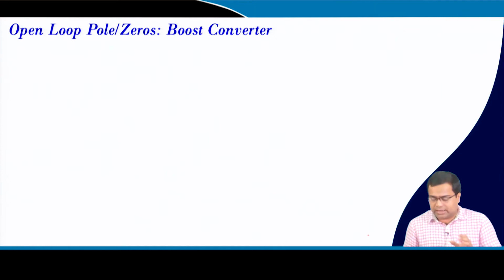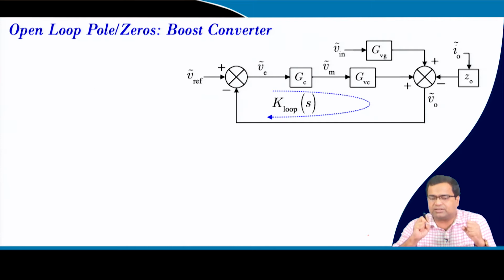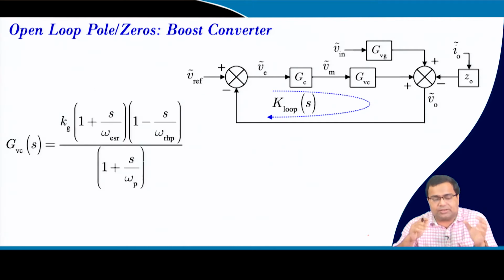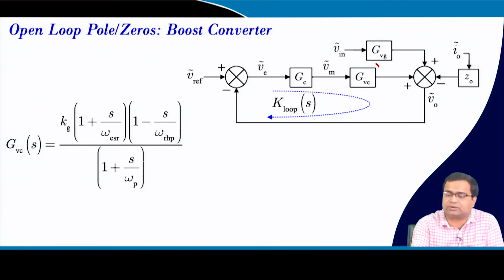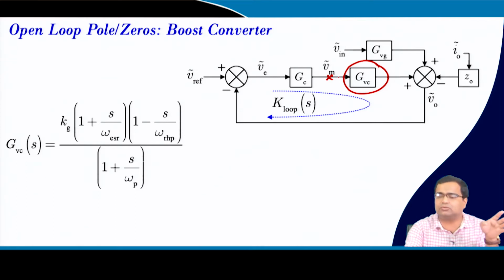Now, in the boost converter we want to design a closed loop control. So, that means we have to shape the loop transfer function. That means our open loop control to output transfer function, open loop meaning here that the inner current loop is closed, but if we disconnect the outer loop, then we have a control current reference, and that is why we got G_vc.